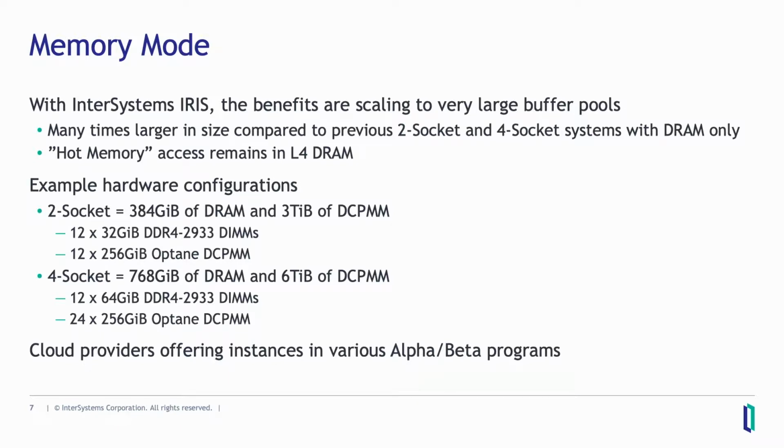DCPMM is not just for on-prem hardware either. Cloud providers are offering instances in some sort of alpha or beta. They might already even be in general availability, but you definitely want to check with your cloud providers. I think Amazon has one of the 1xe instance types that may be in beta or even generally available that has this DCPMM capability.